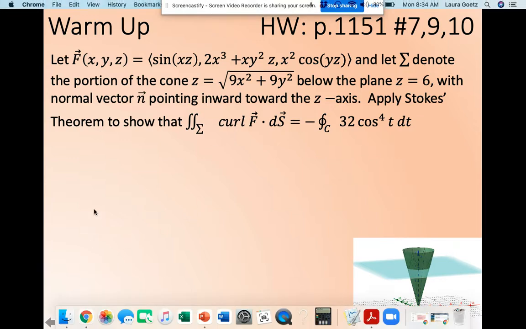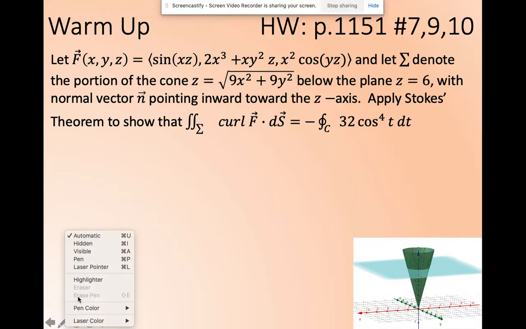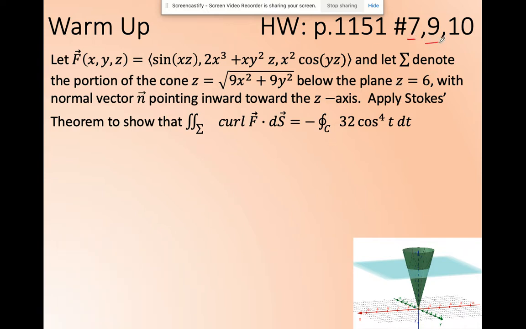Not that I'm complaining. Please note that your homework has one less problem than on your handout. I decided against number 5 as I looked it over. I just think it's overly, needlessly complicated. So go ahead and do it if you want, but you don't have to. 7, 9, and 10 is what I will be looking at.